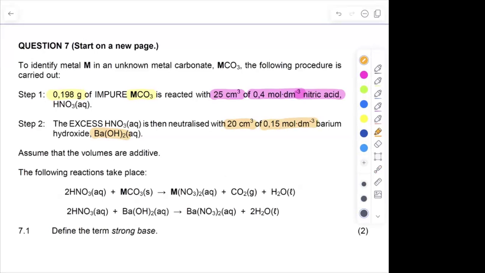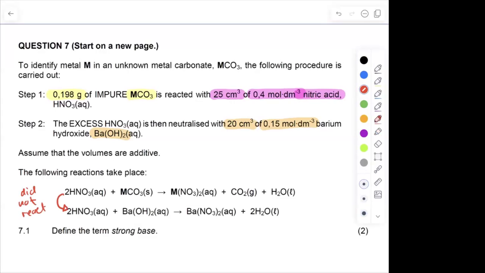So what that means is that I'm going to start off with our initial reaction. Whatever did not react, right, of my HNO3 is going to be used in the second reaction. So here, what did not react is going to be used in my second reaction. I hope that makes sense to everyone.